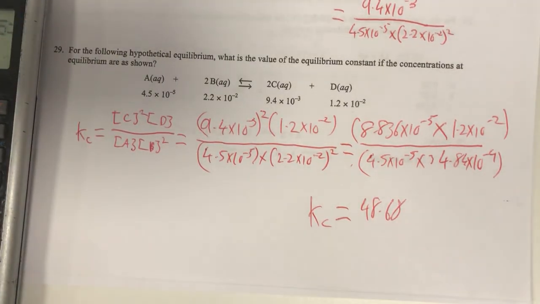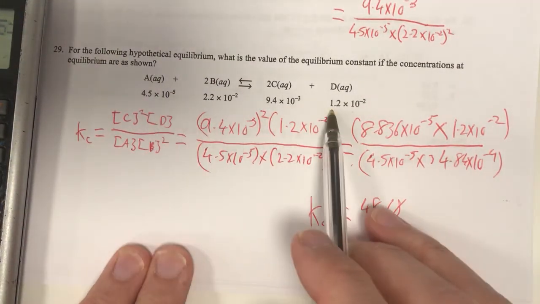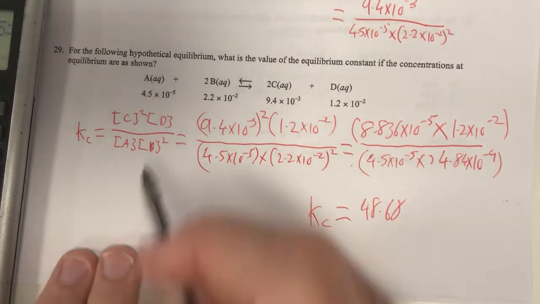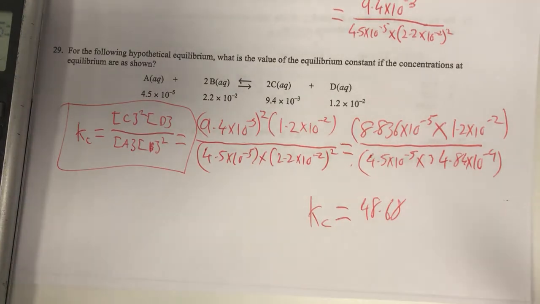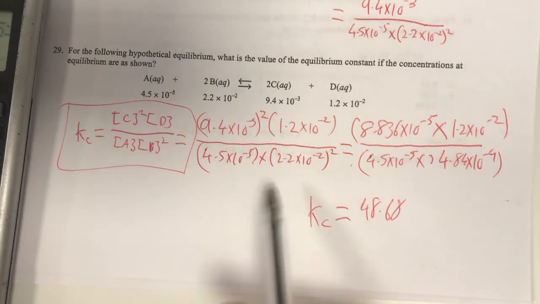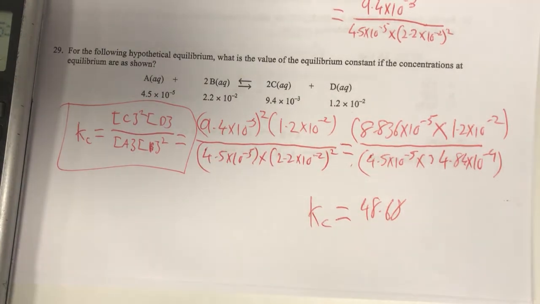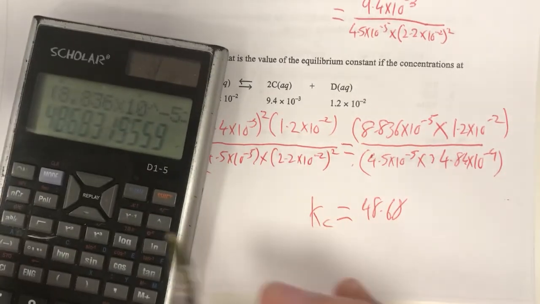That's how you find K if you know your equilibrium concentrations. All you need to do is first of all write out your expression, substitute the values in. The challenge is going to be random numbers here, but you just work through it consistently and carefully and to the best of your ability with your calculator.